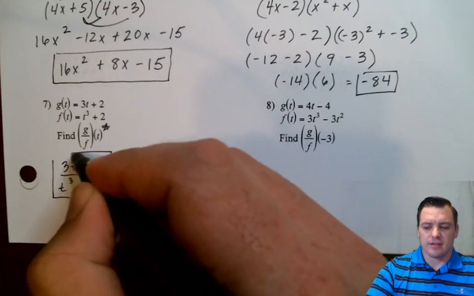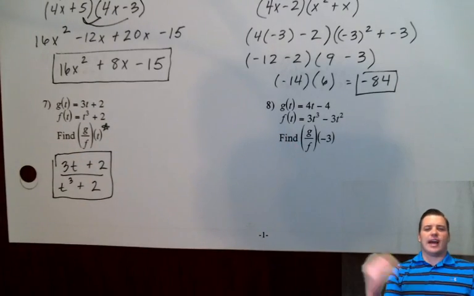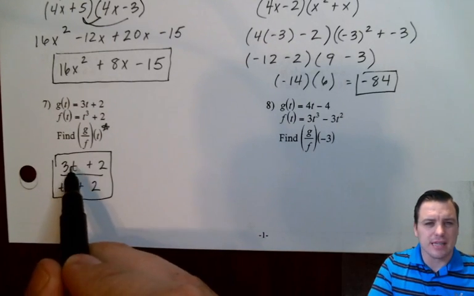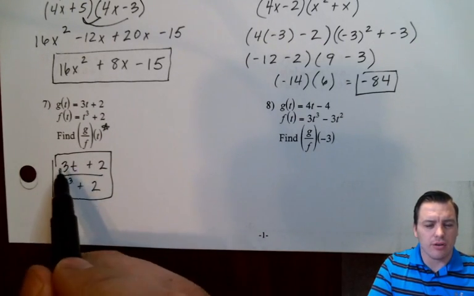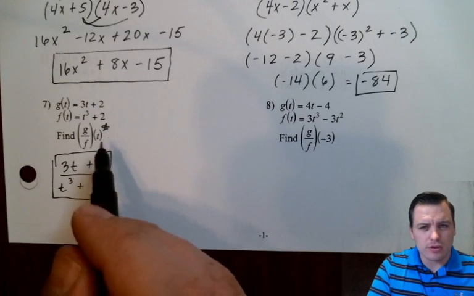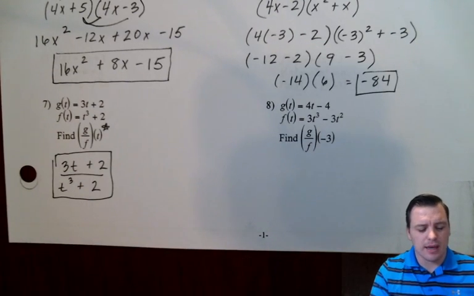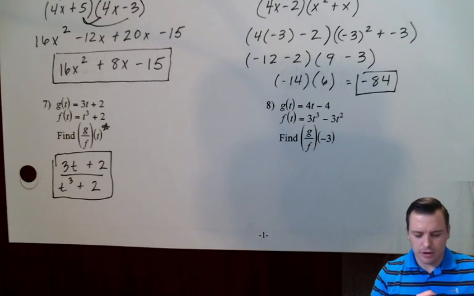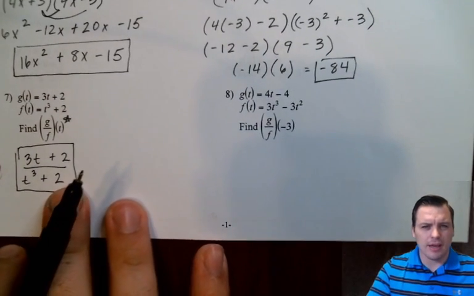That is our final answer. Nothing we can do. We can't factor anything out. We can't cancel anything. We can't cancel the 2's because they're attached with another, they're a binomial. So we can't just cancel those out. Can't factor anything. So that is our final answer there. Okay? Very good.